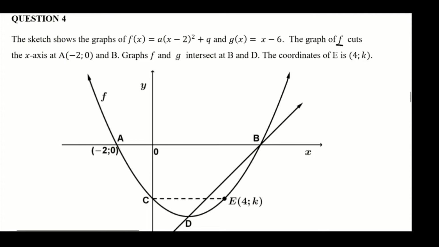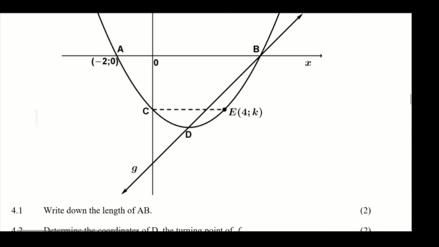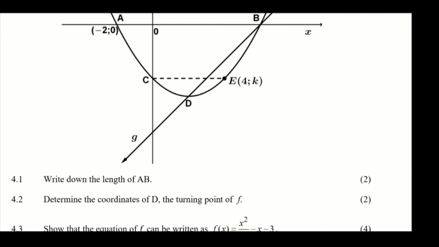So now we're going to do question 4. We are given the sketches below and the equations of the graph of f and the graph of g, and we are given point A and we're not given point B, and we are told that both graphs intersect at B and D, and we're also given the coordinate of E, right? So now let's look at the questions. So 4.1, we are asked to write down the length of AB.